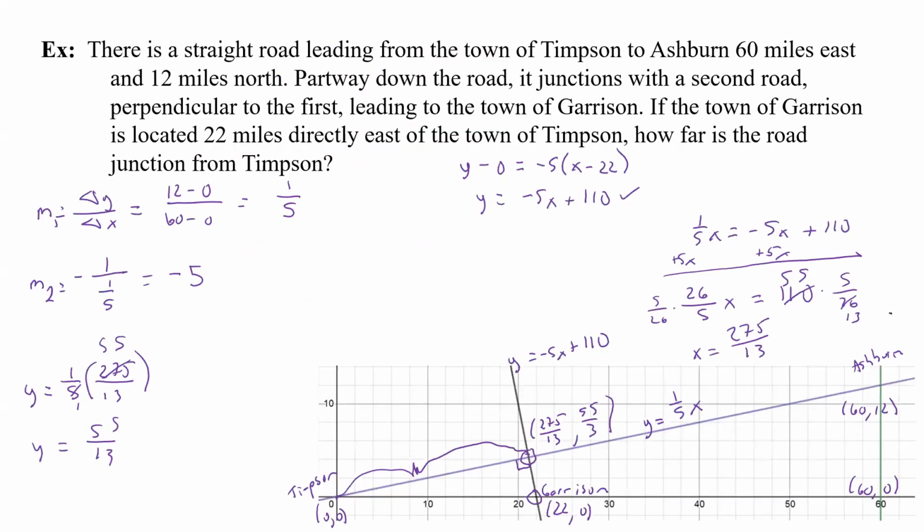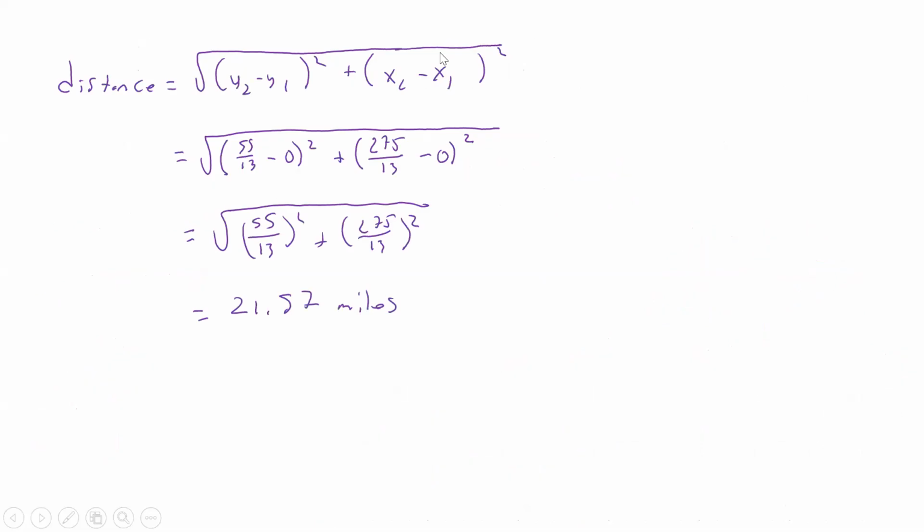So that was 21.57 miles. What decimal places to use doesn't really say. It could be 21.6 miles, or if we wanted to use significant figures, 22 miles. It all depends on how you want to look at it. But 21.57 is what I would use for the distance from this 0, 0 to 275 over 13, 55 over 13. All right, so that's all I have for this section 2.3.